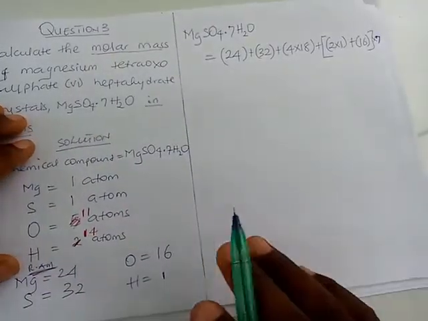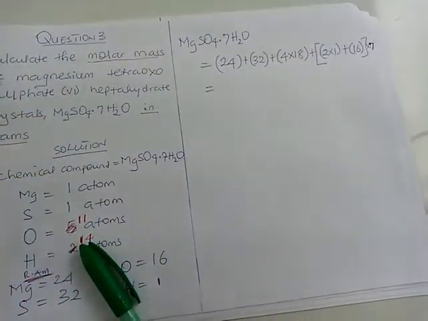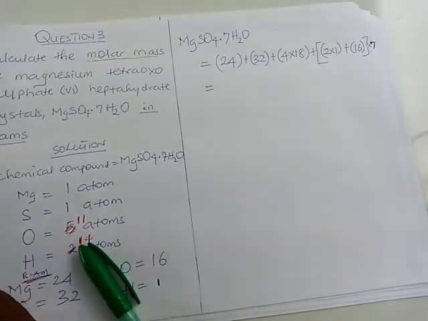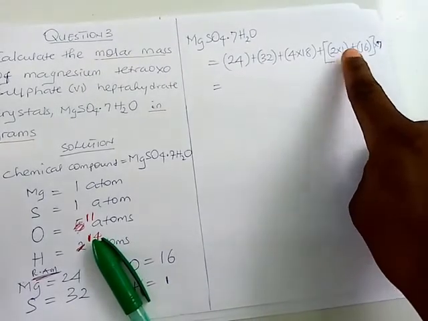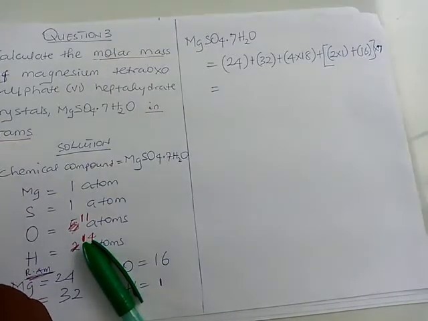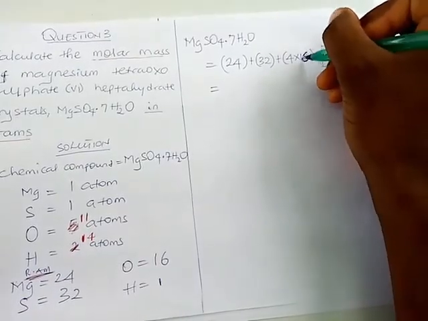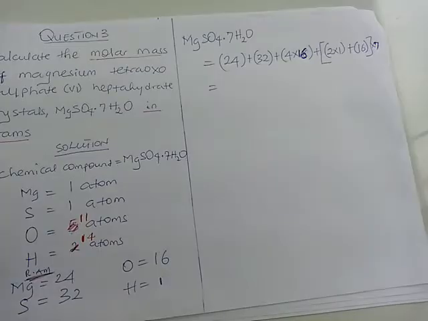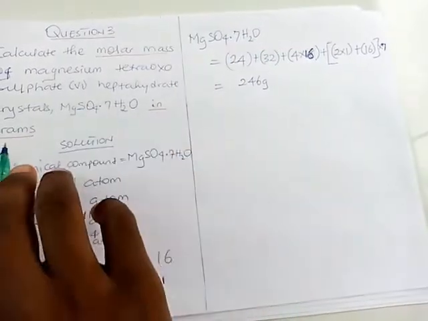So let's compare and see which approach is faster. And at this point, all we need to do is just to begin to add what we have. So we have 7 times 18, 2 times 1 is 2, plus 16, 18, 7 times 18, plus 4 times 16 rather, plus 32 plus 24. That will give us 246 grams. Remember, we're asked to find in grams.